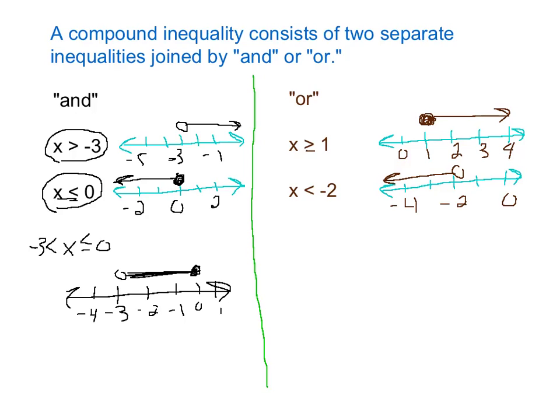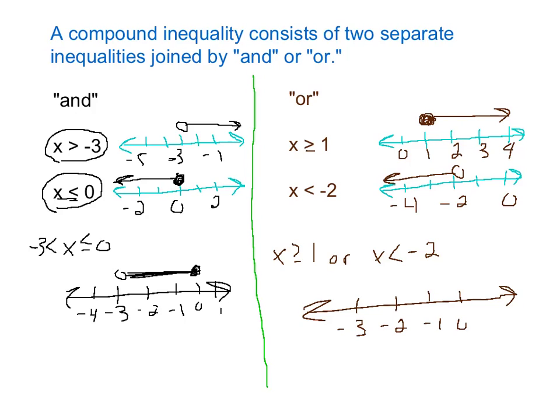When we put them together, it's a little bit different. We are going to still leave them separate, so we're going to actually write this as x is greater than or equal to 1, or x is less than -2. And when you graph it on a number line, let me just label this number line here. You put them both on the same number line. So we've got greater than or equal to 1, so closed dot, shade to the right, less than -2, open dot, shade to the left.